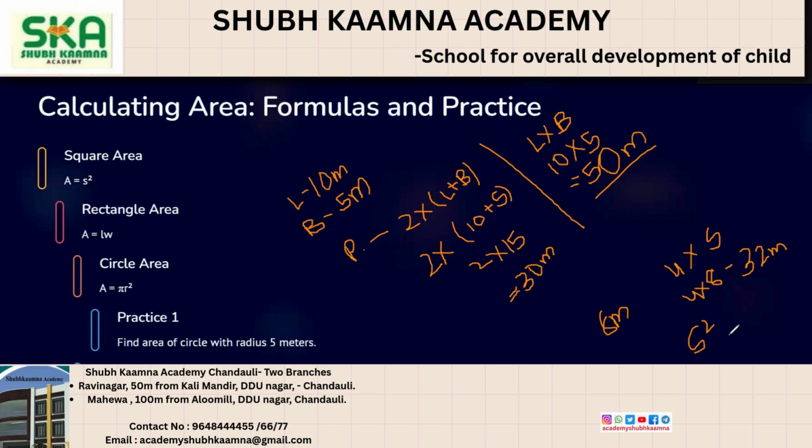And if we have to find the area, it would be side square. So what is the side? 8. So we'll multiply it 2 times. It would be 64 square meters. This is how we calculate the area of the square.